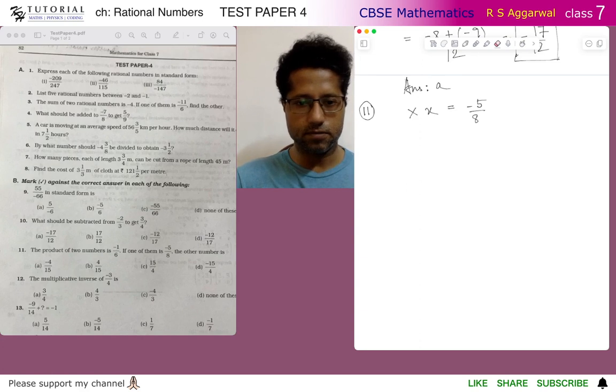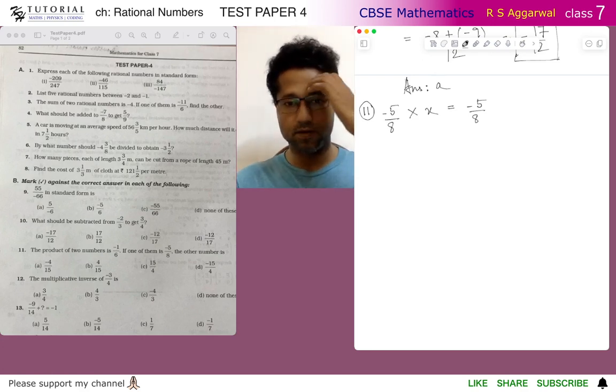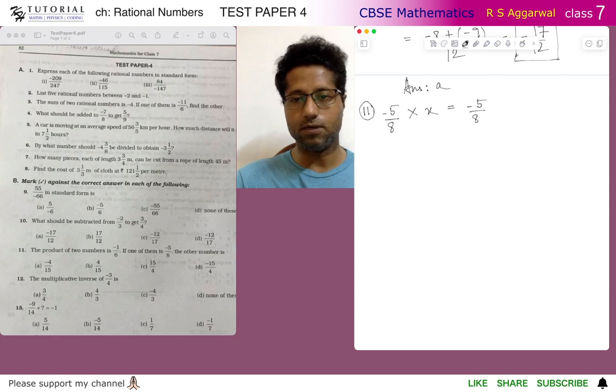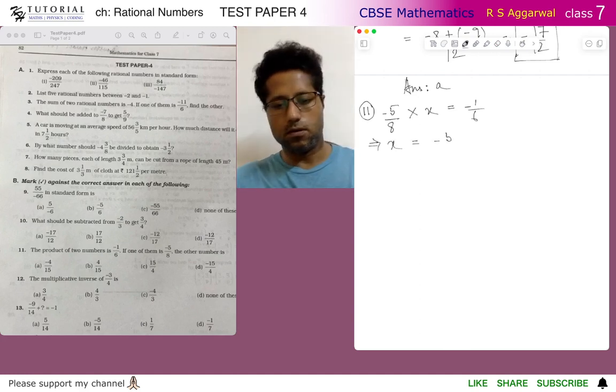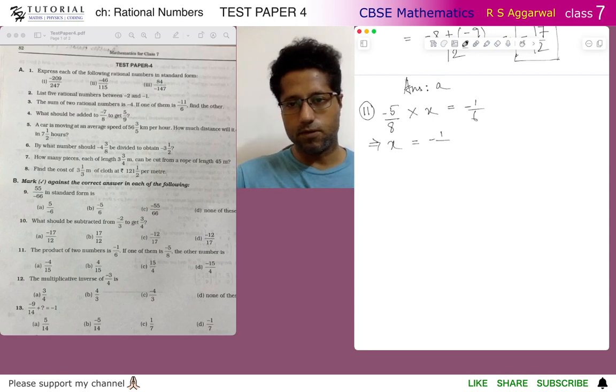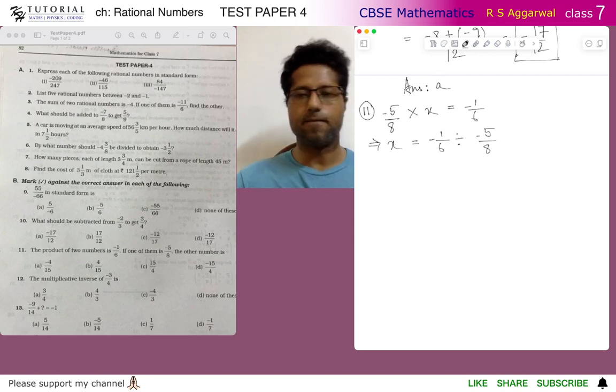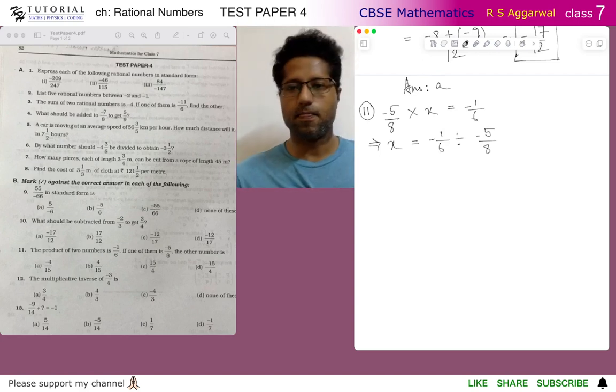One number is given as minus 5 by 8. The other number we have assumed as x. So minus 5 by 8 multiplied by x equals the given product, which is minus 1 by 6. So from here we know that x will be minus 1 by 6 divided by minus 5 by 8. So we have to find this division.